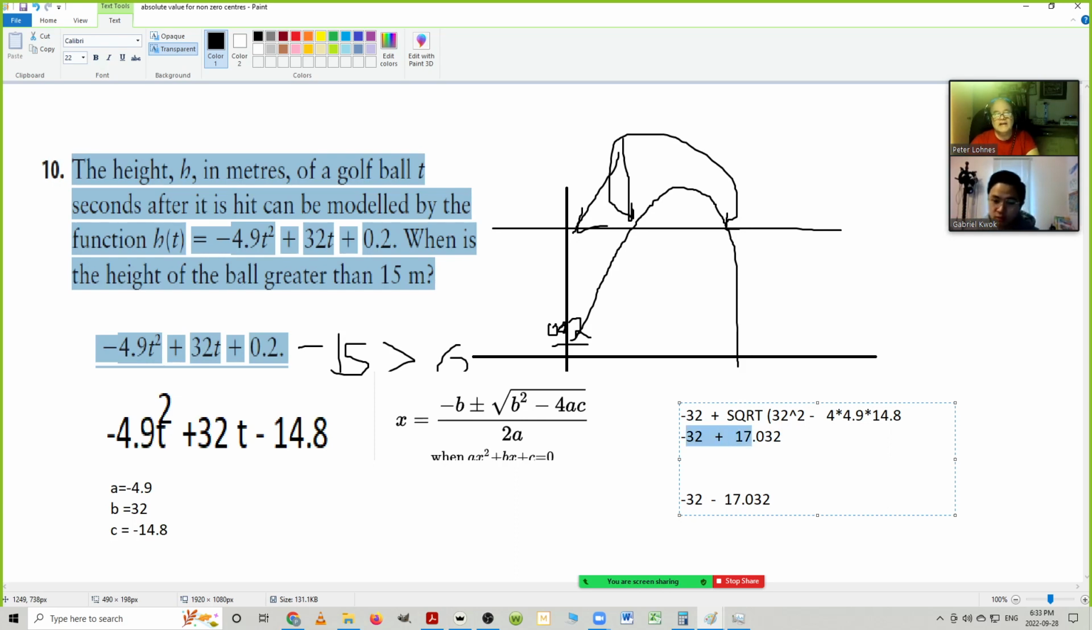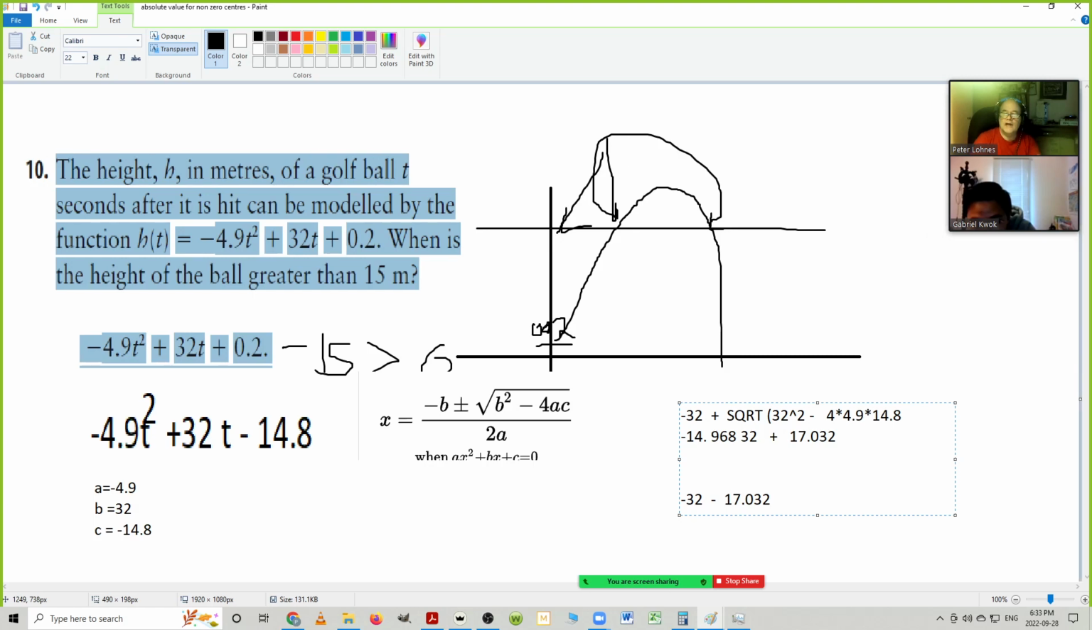It's going to be negative, right? And 0.03. Oh, but 2a is going to be negative. We've got to use a calculator for that because you're not going to have 0.032. So take 17.032 and subtract 32. Okay, you do it that way. Negative 14.968.